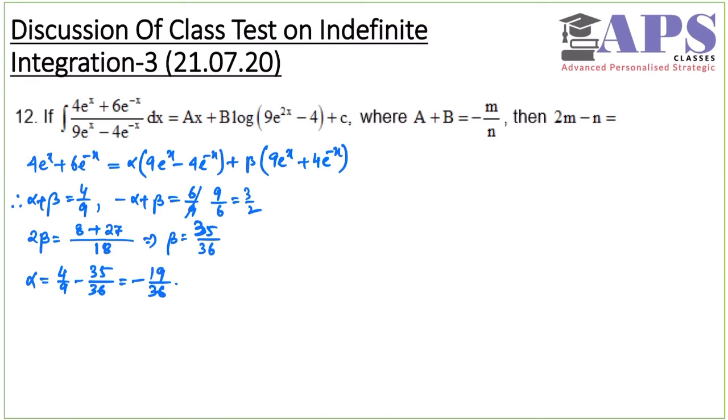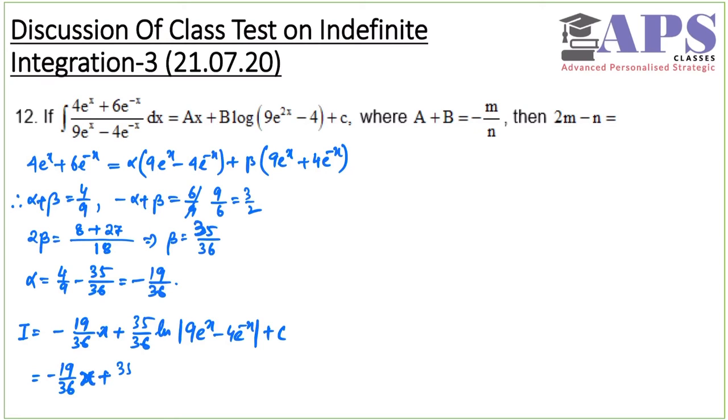So I got our alpha and beta. Therefore when I take the integration, it will become minus 19 by 36 into x plus 35 by 36 into log of the denominator, and the denominator is 9 e to the power x minus 4 e to the power minus x plus c. So now if I compare it with the right hand side, it is not yet simplified. So I will write it as minus 19 by 36 x, and there 35 by 36.